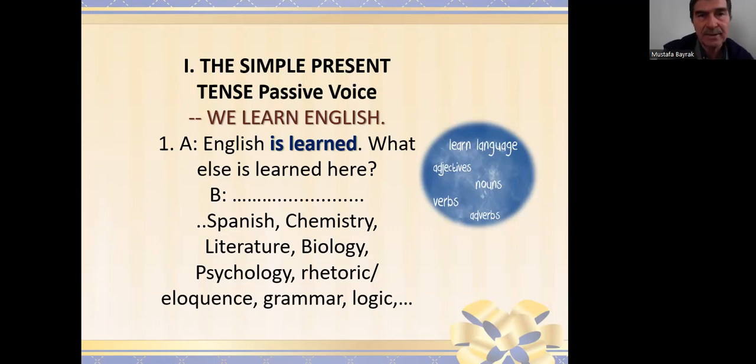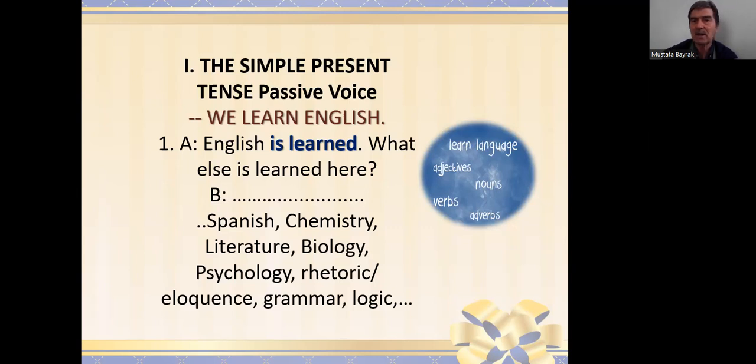Okay, now let's concentrate on the simple present tense, passive voice. Yes, we have already learned and we have acquired simple present tense earlier, formerly. Okay, for example, you know this as if it is a sentence from your native language. We learn English. Okay, we learn English. Now, this is active voice. What about passive? English is learned. Okay, simple present of passive.